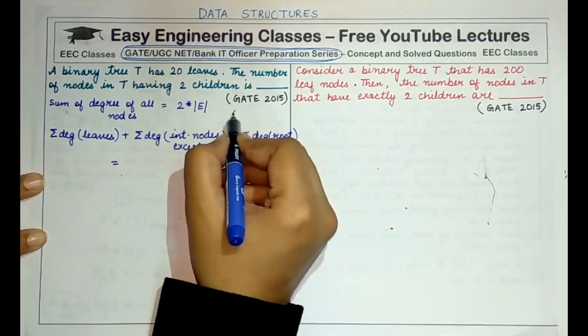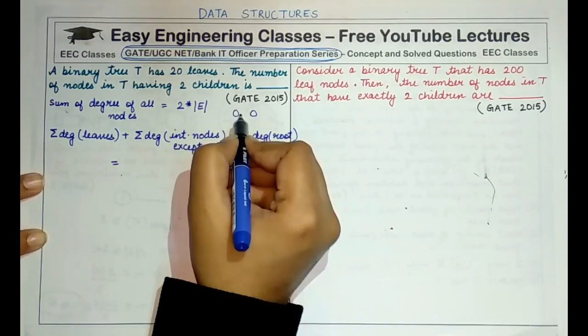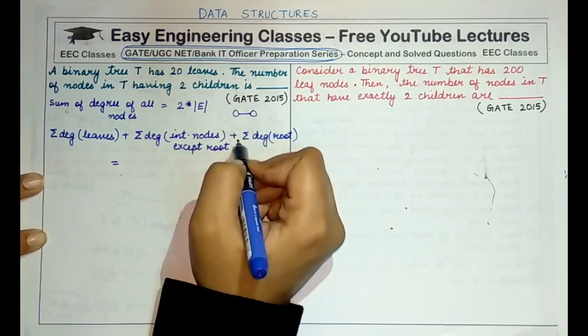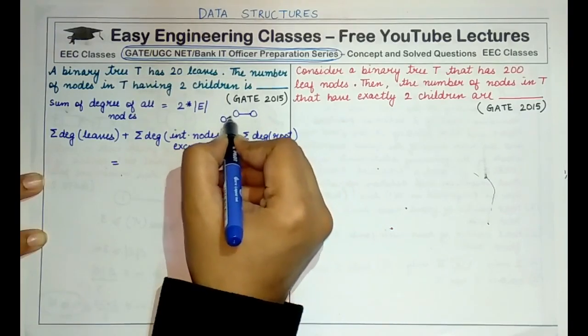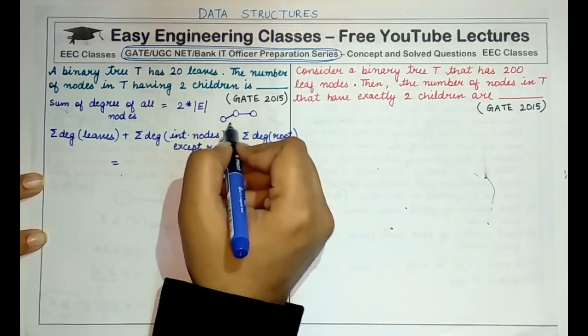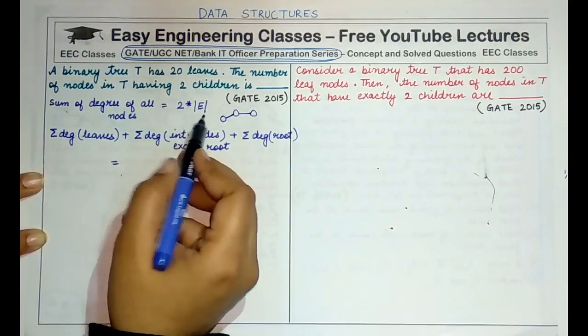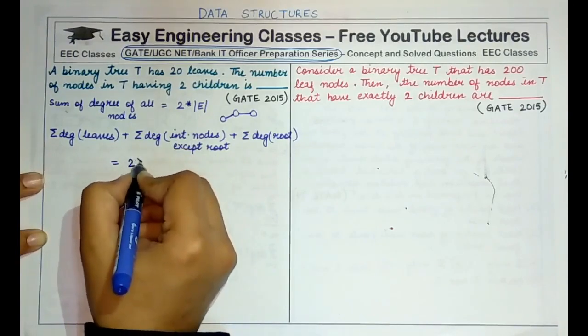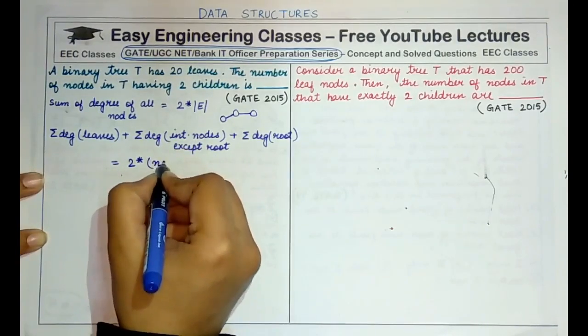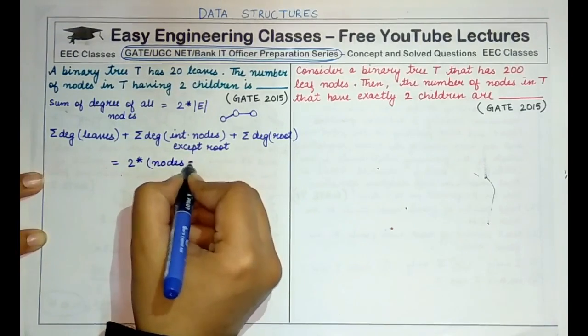Okay, so if we have two nodes in a tree, then the number of edges would be 1. If there are 3 nodes, then the number of edges in the tree would be 2. So we can say that the right hand side, twice the number of edges, can also be written as twice the number of nodes minus 1.